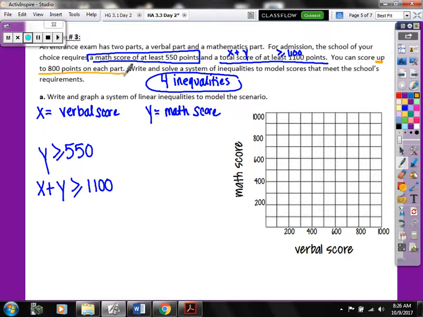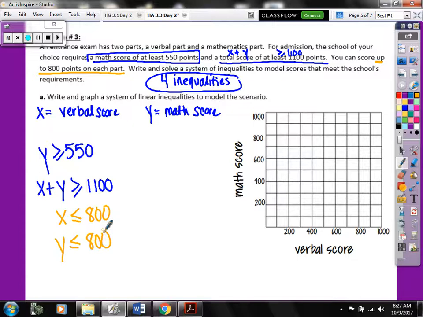You can score up to 800 points on each part. Because if we were just to graph these, it would look like you could score like a 5,000 on the exam. We can't if we were to shade them. So what would I write? I actually can come up with 2 inequalities for that. Caleb? X is less than or equal to 800 and Y is less than or equal to 800. Perfect. We have to bound both the X and the Y by the max score that you can get on each part. And then from here, you're just graphing them.